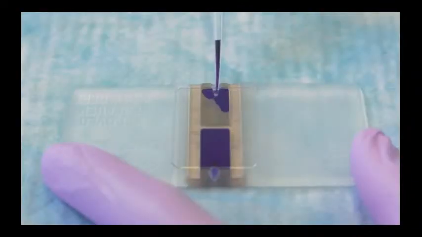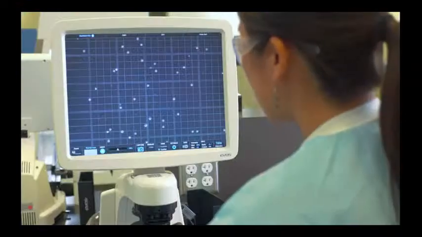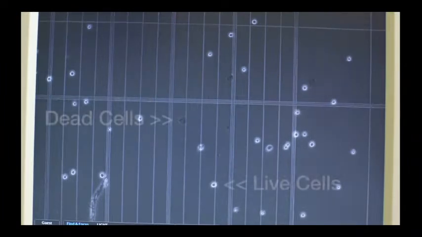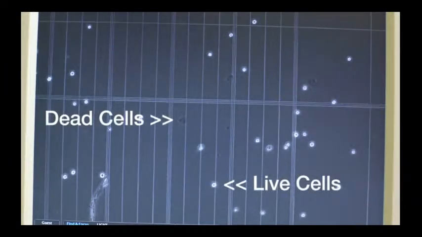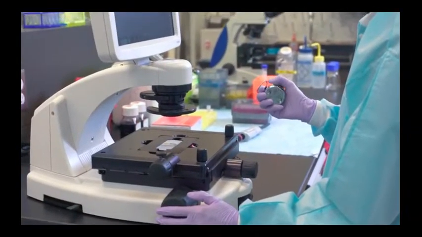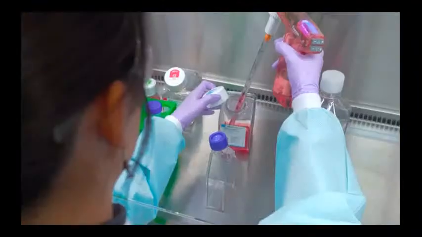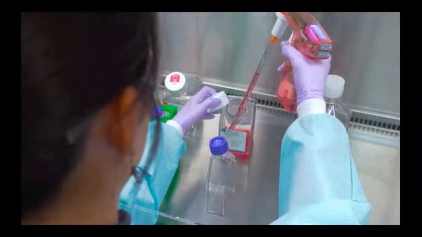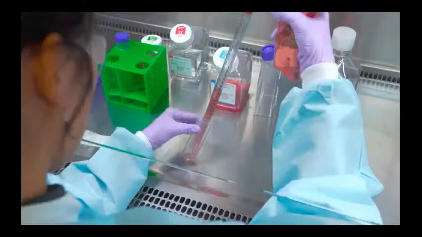Trypan blue is used when counting cells to indicate the ratio of live to dead cells. The stain turns dead cells blue, but healthy cells with an intact membrane will remain white or colorless. Using the microscope, count the total number of cells and the number of dead or blue cells. Based on your cell count, determine how much additional fresh medium to add for optimal seeding density.